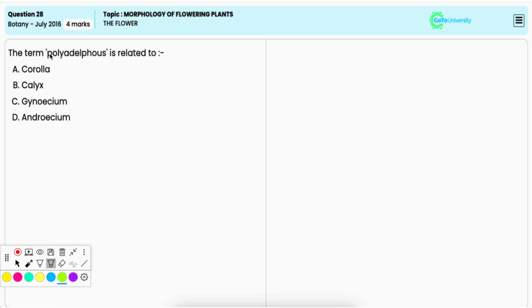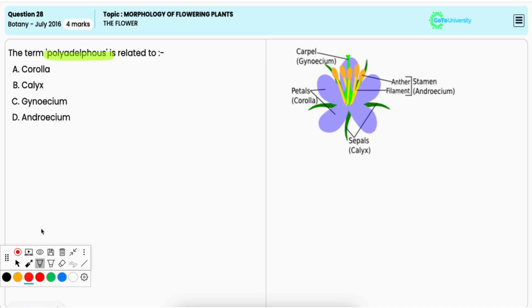The term polyadelphous is related to option A, corolla. It is incorrect because this is not related to corolla, that is the petals of the flowers. Option B, calyx. It is also incorrect because the calyx consists of sepals and is unrelated to polyadelphous.